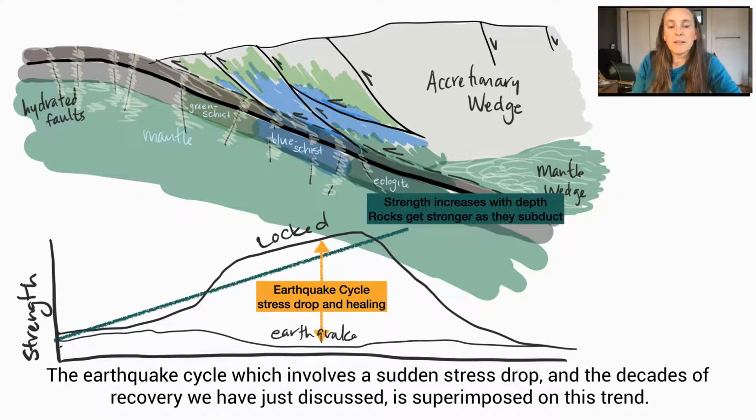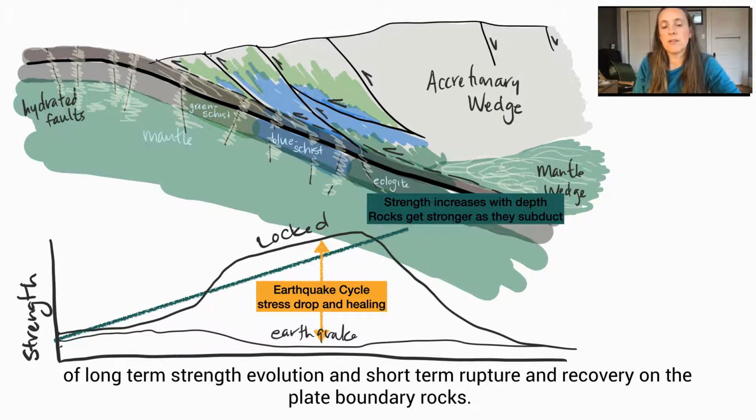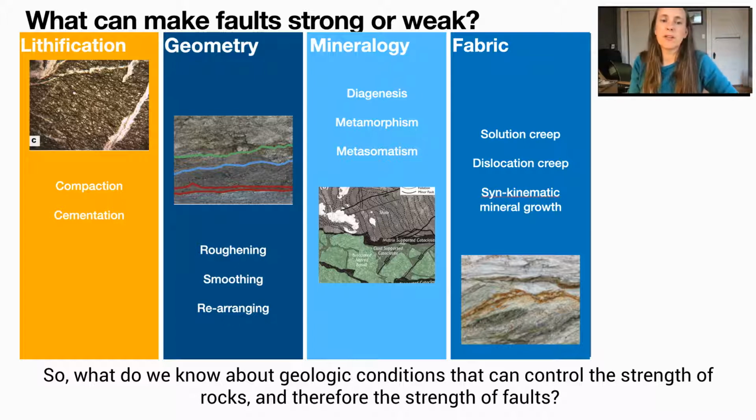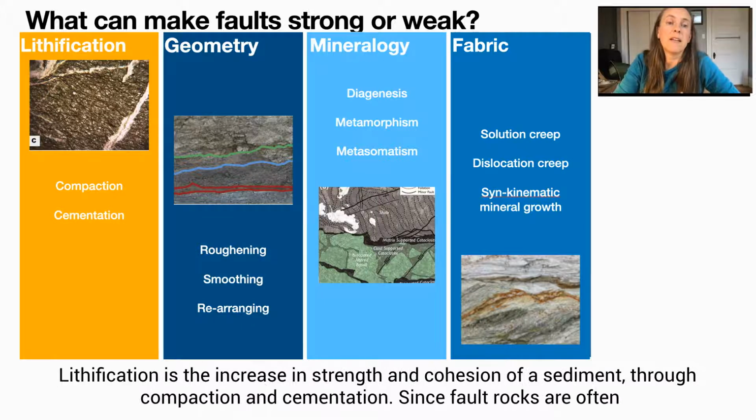The earthquake cycle, which involves a sudden stress drop and decades of recovery we have just discussed, is superimposed on this trend. So we can expect when looking at exhumed faults from the seismogenic zone that we're seeing the cumulative effect of long-term strength evolution and the short-term rupture and recovery on the plate boundary rocks. So, what do we know about geologic conditions that can control the strength of rocks and therefore the strength of faults? If we know what these are, then we can explain the process of fault locking by changes in one or more of these domains.